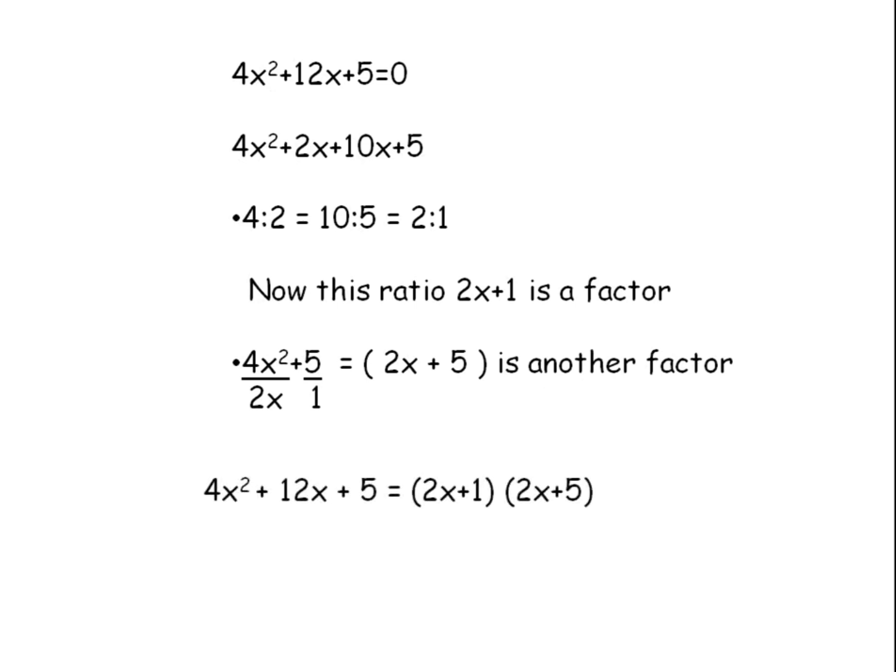So here we have 4x square plus 12x plus 5 is equal to 2x plus 1 into 2x plus 5. So these two are factors. If you want to go for values, then you can equate them to 0 and you will get minus half and minus 5. Okay. So now this process is relatively much easier if you get used to it. So let us check some more examples.